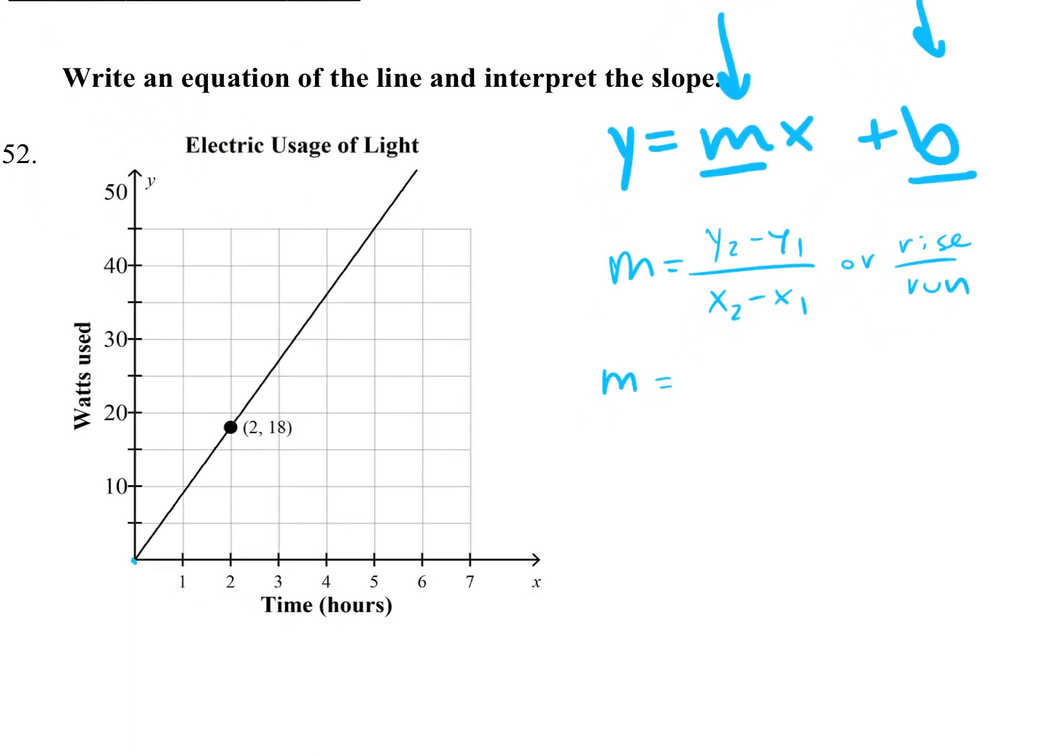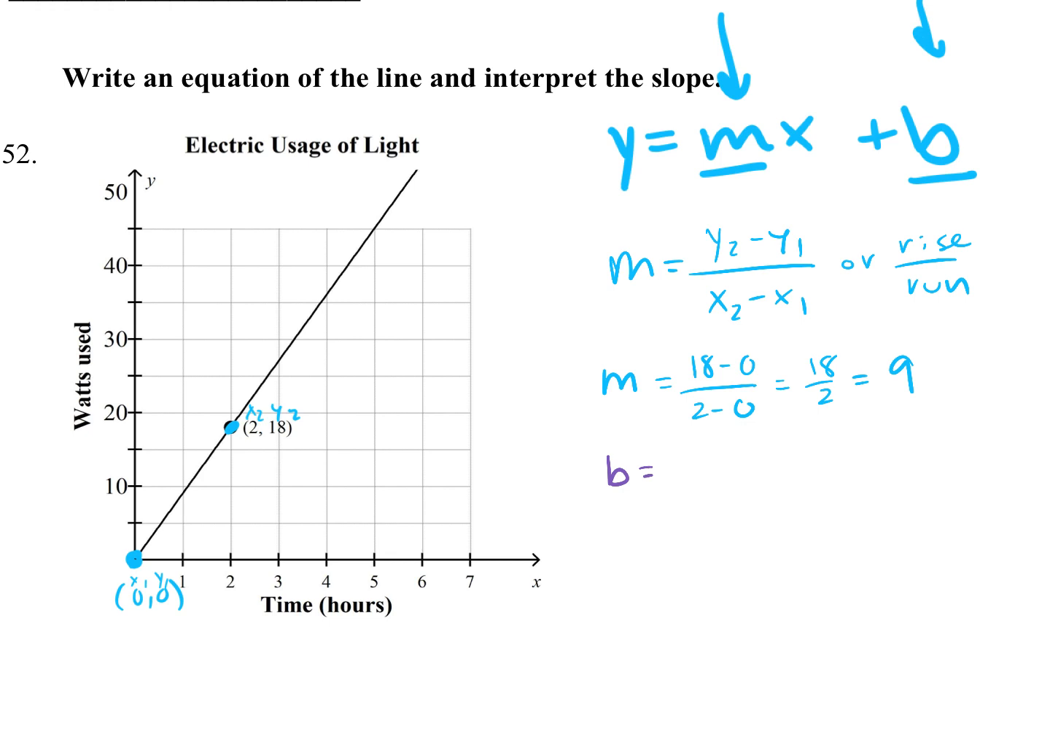So I just want to pick 2 points. I can pick 0, 0 here, and I'll pick the one that's given, so 2, 18. So this is my x1, y1, x2, y2. Plug everything in, so it'd be 18 minus 0 over 2 minus 0. 18 over 2 would be 9. So my slope is 9.